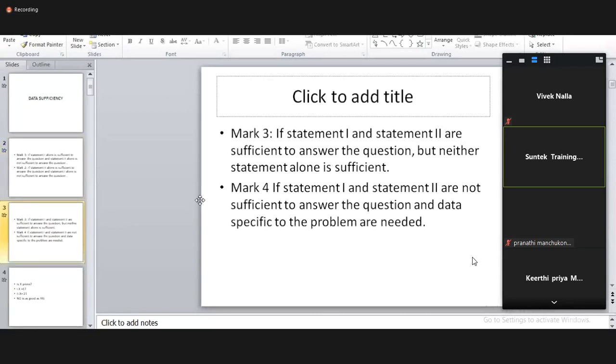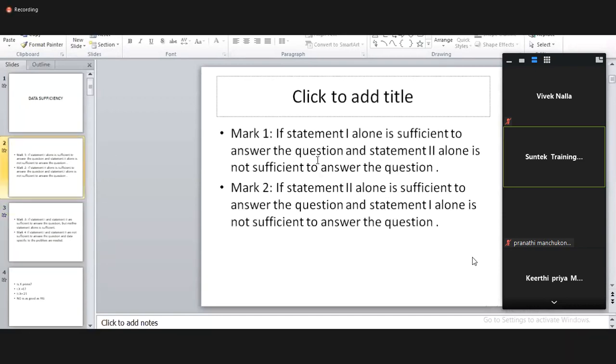going to be false. And the third one, if statement 1 and statement 2 are sufficient to answer the question, but neither statement alone is sufficient, which means you have to combine those 2 statements, then only you can get your answer. Okay, fourth one, if even after you combine the 2 statements, some extra data is required to answer the question. Okay, so done with this.